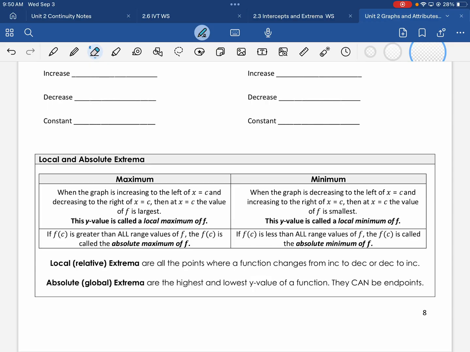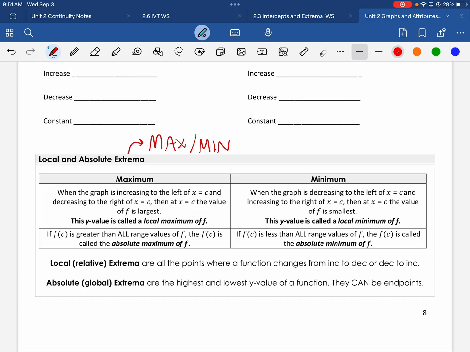All right. So what we're going to talk about today is local and absolute extrema. An extrema is a max or a min. It's the fancy word for maxes and mins. And if you think about it, it sounds like the word extreme, right? So that's kind of where it comes from.